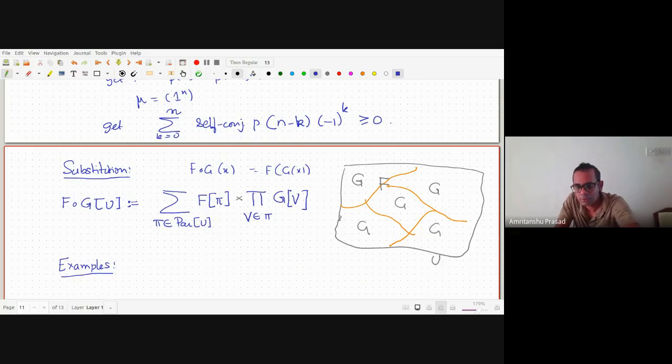These F structure and G structures are independent. So you fix a partition of your set U, and on each part you put a G structure, and independently of that you put an F structure on the set of all parts. That's all. These are two independent things. Maybe an example will help. So the example is par itself.